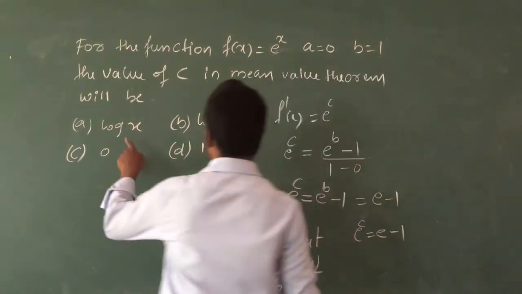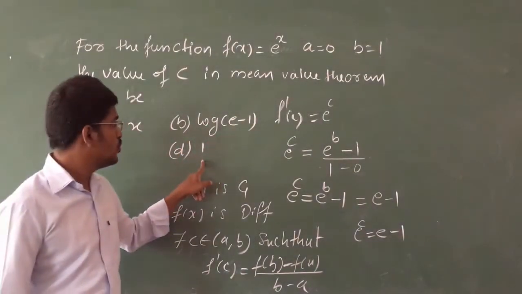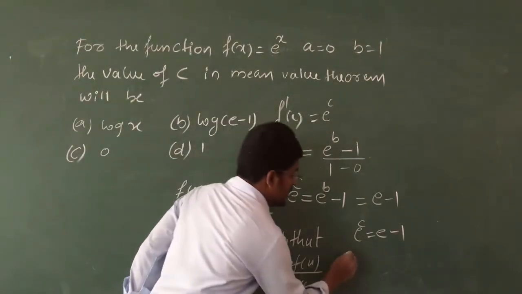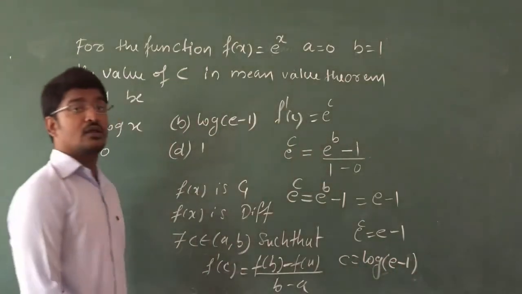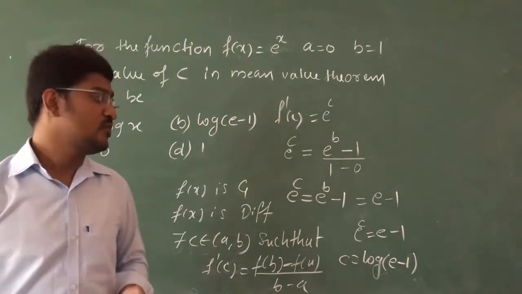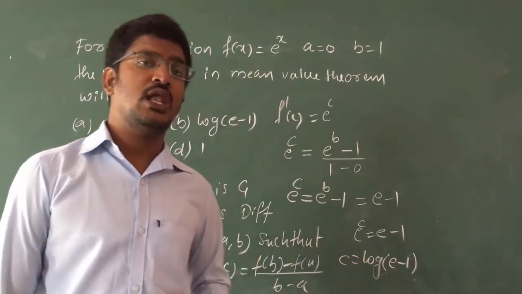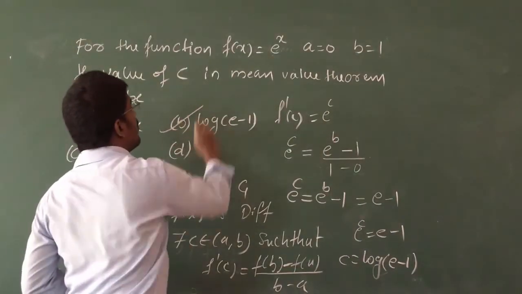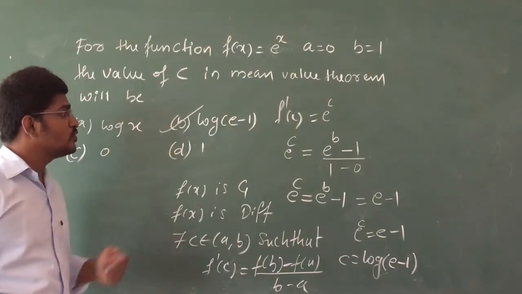So what are your options? Log x, log of (e minus 1), 0, 1. Clear? Okay. If I take e to this side, it will be c equal to log of (e minus 1). By the properties of log and exponential functions, c is log of (e minus 1). So hence your answer will be log of (e minus 1). Clear? So this is how you have to solve.